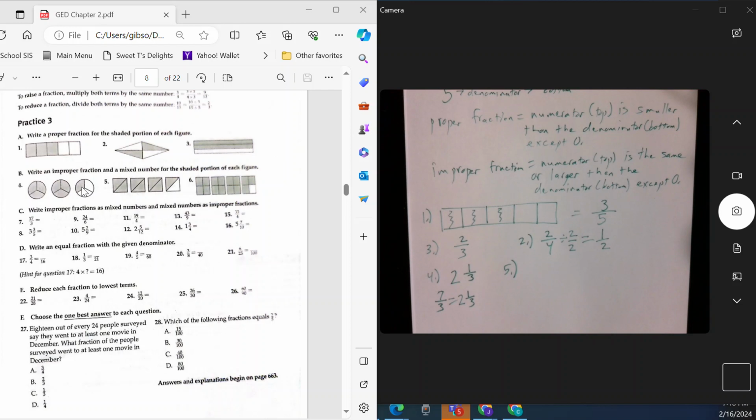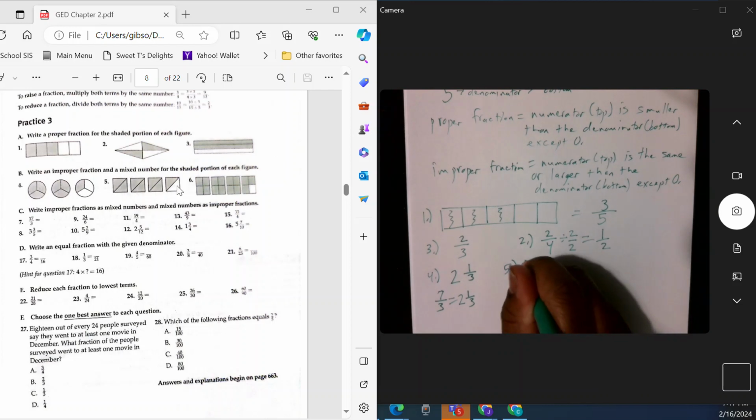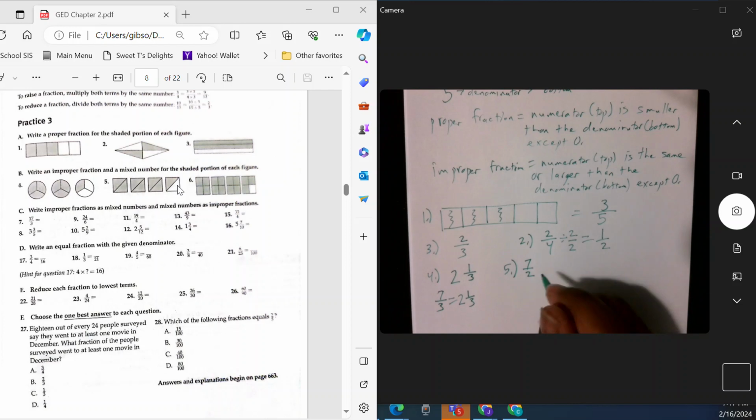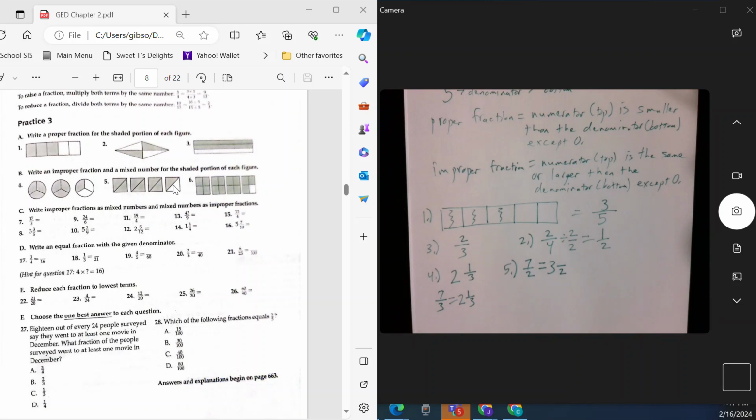Number 5. Let's try it the way I did it in class. We have 2 total inside of the figure. Now we count all the shaded portions, 2, 4, 6, 7. So that'll be 7/2. But we want to write this as a mixed number. So we count how many are totally shaded, which is 3. Our denominator is still 2. And we have one shaded portion left over. So that'd be 3 1/2.